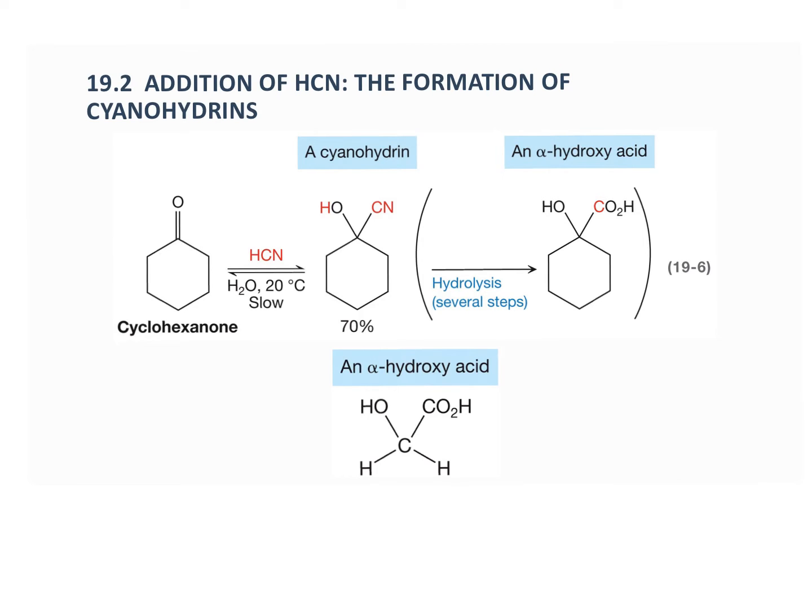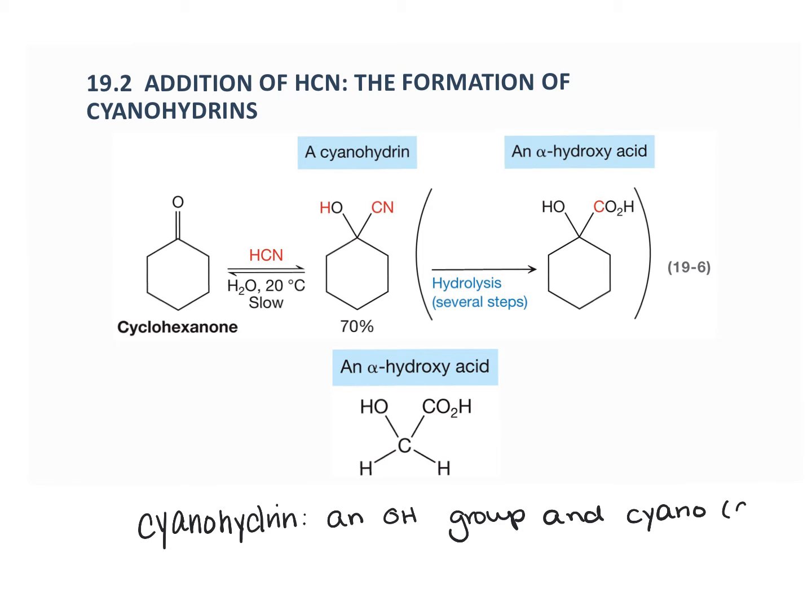When a ketone or aldehyde is treated with aqueous hydrocyanic acid, which is HCN here, the product is a cyanohydrin. And so when we talk about cyanohydrins, that's just a molecule where you have an OH group and a cyano group. And remember, a cyano group is the CN, okay?